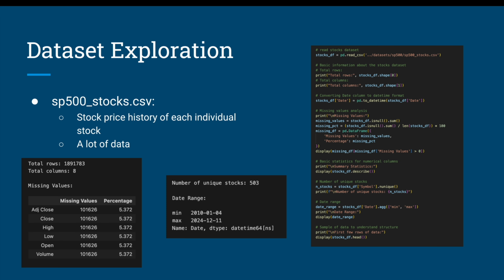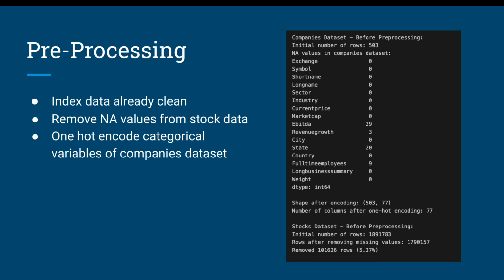And then for our stocks dataset, we had a lot of data here. It was almost 1.9 million rows and 8 columns, and we had a range of 2010 to 2024. As for pre-processing, we just removed some NA values from our stock data because we had a lot. We one-hot encoded the categorical variables, and our index dataset was already pretty clean.